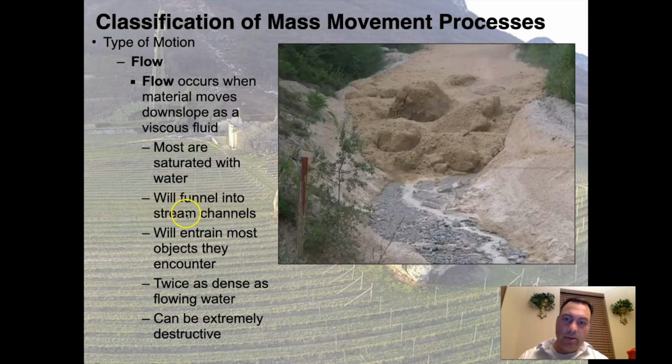This will funnel into stream channels, I said canyons, and will entrain most objects they encounter. To entrain means to pick up and to carry with it. So if you happen to be in front of a flow, like a debris flow, you're going to become part of the debris that's in that flow. There's no getting out of it. These things tend to be extremely dense, in fact, twice as dense as flowing water. The reason why is because you've got rock mixed with water that's moving. That's denser than just pure water.